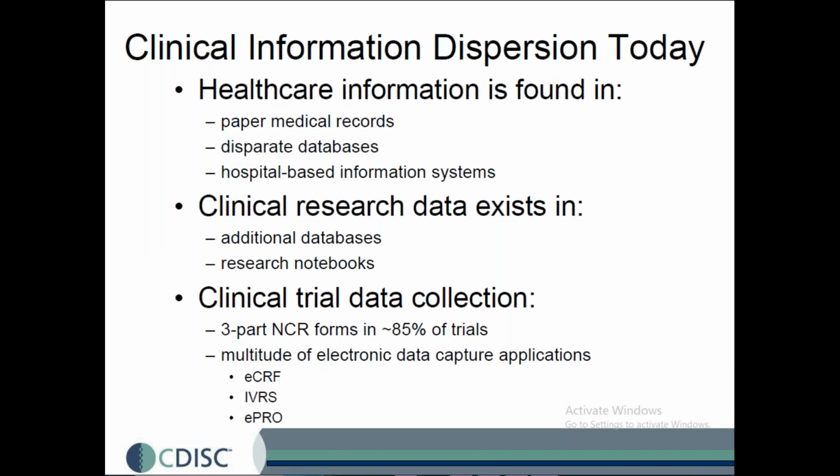Clinical information dispersion today. Healthcare information is found in paper medical records, disparate databases, and hospital-based information systems. Clinical research data exists in additional databases and research notebooks, and clinical trial data is collected from eCRF, IVRS, and ePRO. CRF stands for case report form. Write it down. Majority of your data, 80%, you get from a CRF.